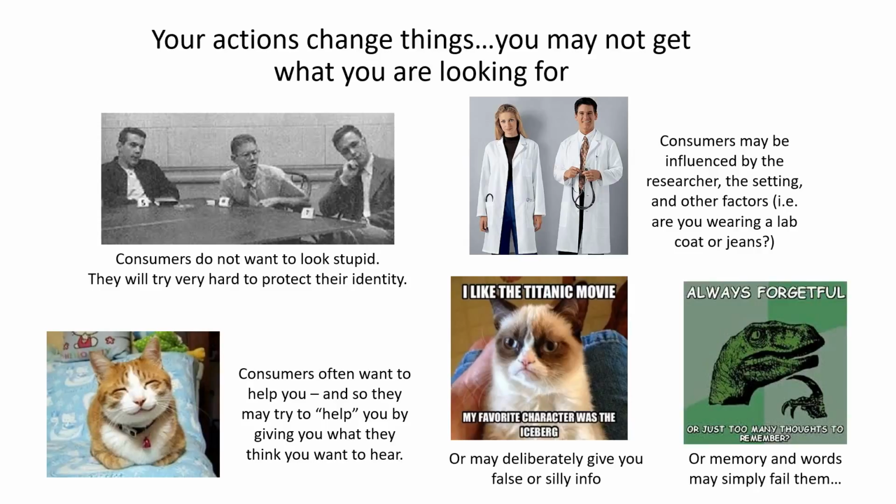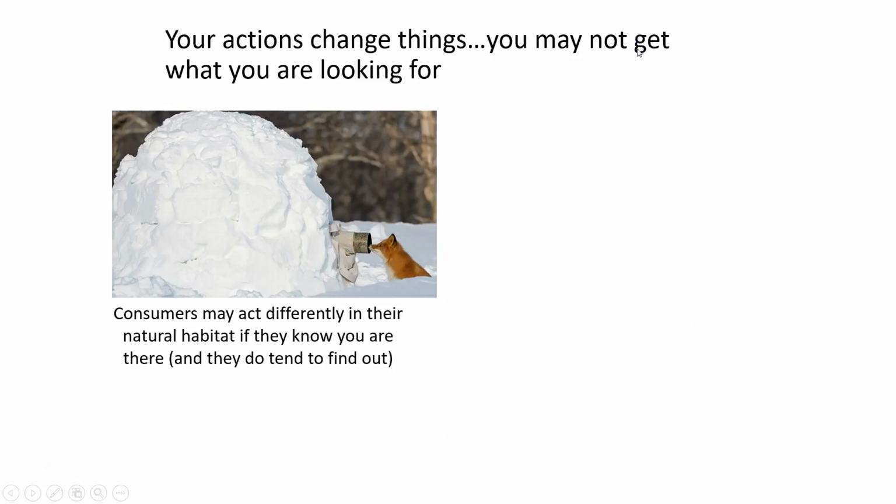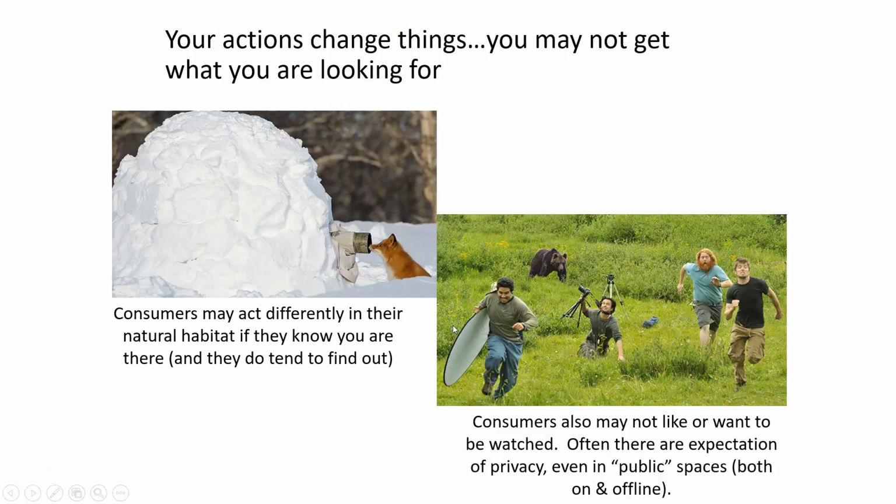Other issues you might have is, well, think grumpy cat. Lots of deliberately false or silly info might be given, or memory and words may simply fail your research participants. They may just not be able to remember. Another issue is customers may act differently in their natural habitat if they know you are there, and they do tend to figure it out. Customers also may not like or want to be watched. Often there are expectations of privacy even in public spaces, both on and offline.